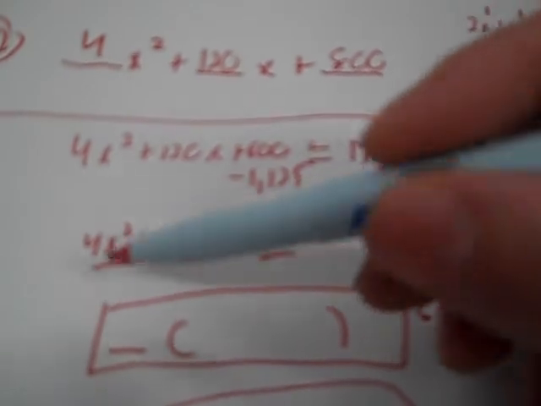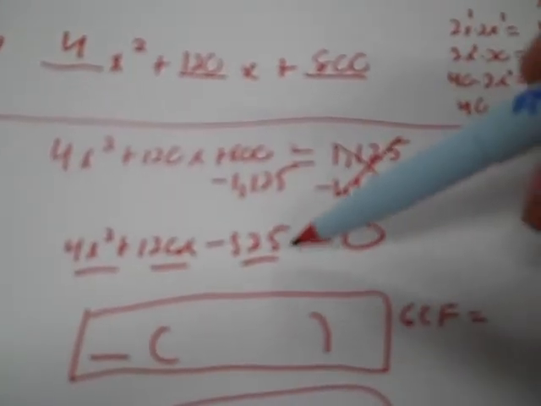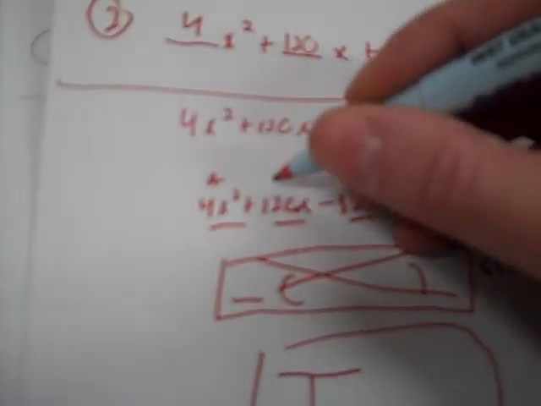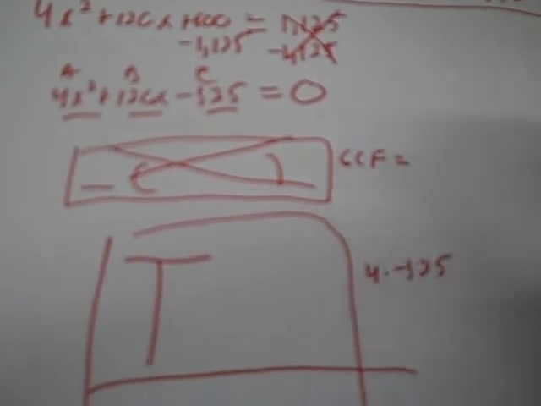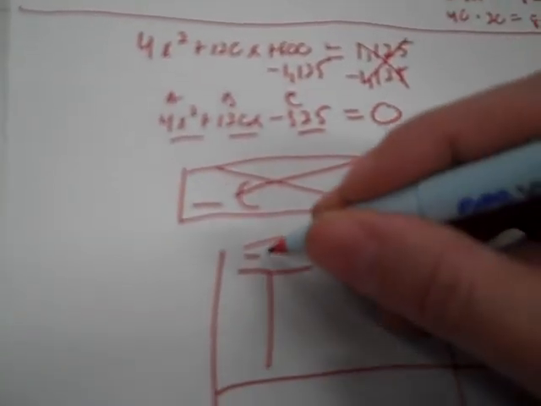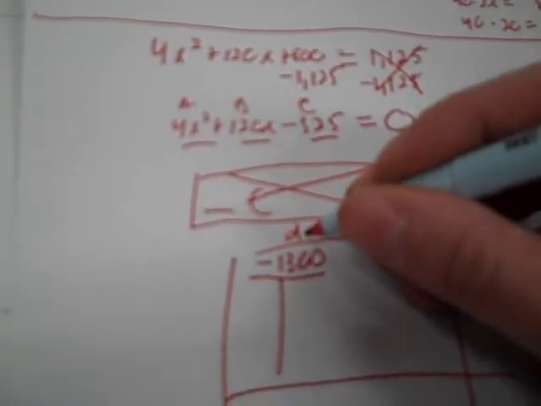Okay, greatest common factor, no negative. You don't have x on all of them. There's no x on this. So if I go 4, 120, comma, 325, I get 1. Lovely. Okay, so I don't have to do that. ABC, so it's going to be 4 times negative 325, and that's negative 1,300. And that's to be a difference of 120.